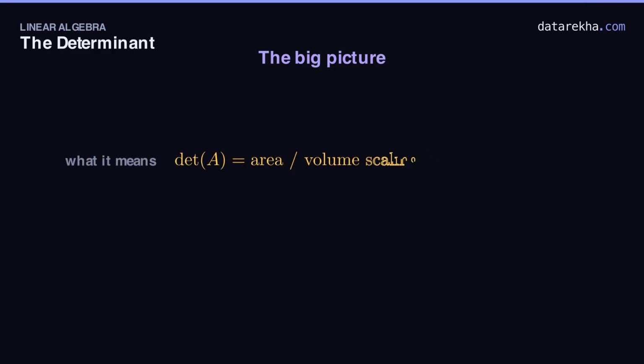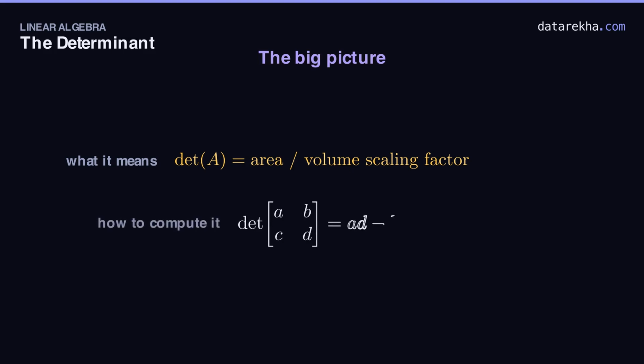Let's lock it in. The determinant is one number that tells you the area or volume scaling of a matrix, with a sign that flags whether space was flipped. 2 by 2, it's AD minus BC. 3 by 3, cofactor expansion with the checkerboard signs. And for triangular matrices, just the product of the diagonal. The value to watch is 0. Zero determinant means singular: space collapsed, columns dependent, no inverse. Non-zero means invertible and fully reversible. Read that one number, and you already know the matrix's character.